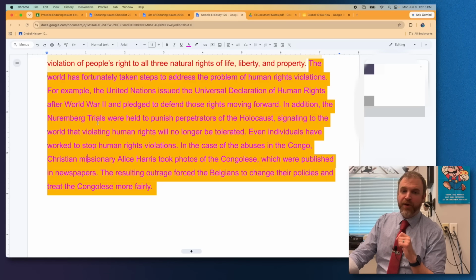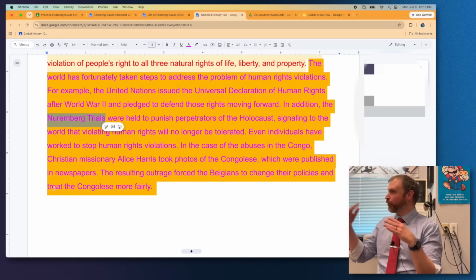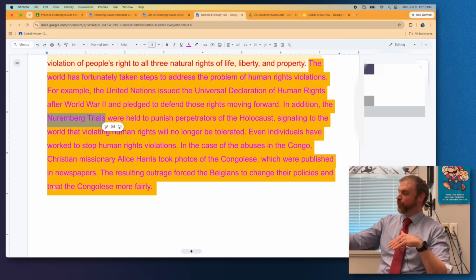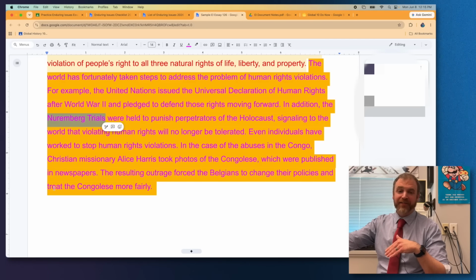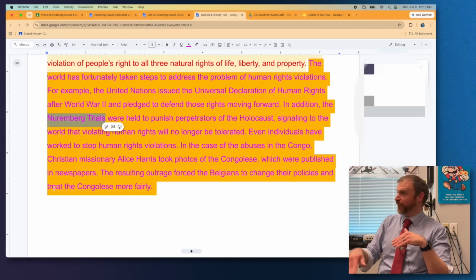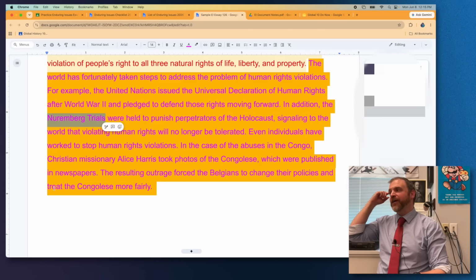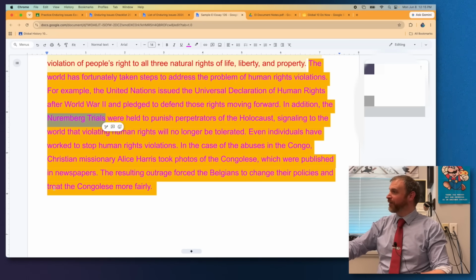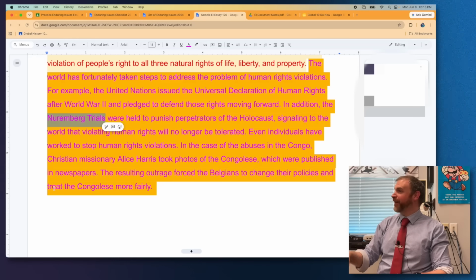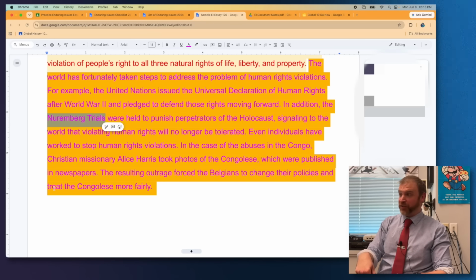I mentioned how the Nuremberg trials were held after World War II to punish the people who did the Holocaust, right? That's an example of trying to stop human rights violations because now people who lead countries go, if I do this horrible genocide thing and I get caught, I might get put on trial, I might get the death penalty. That might make people think twice about committing human rights violations.